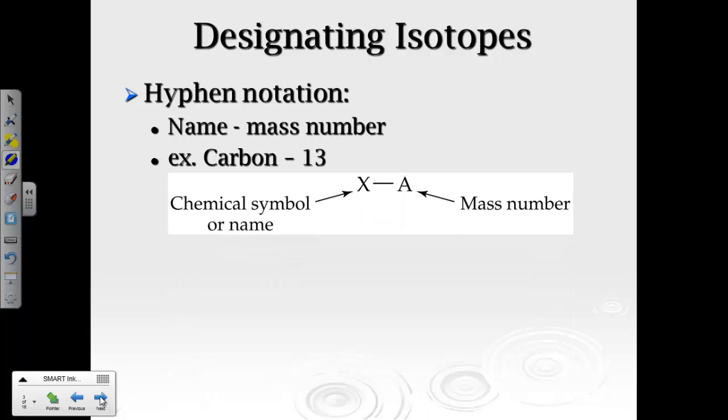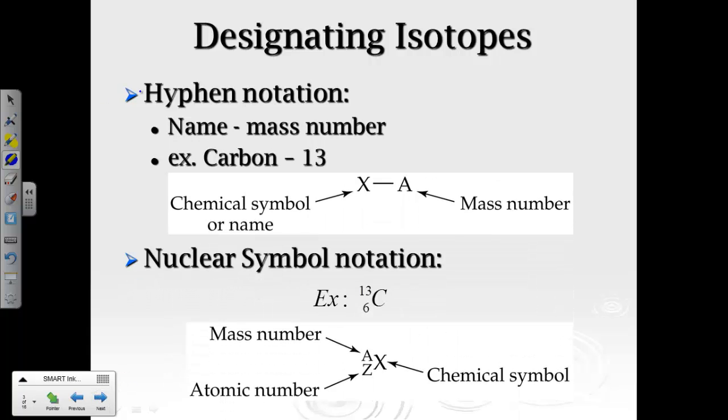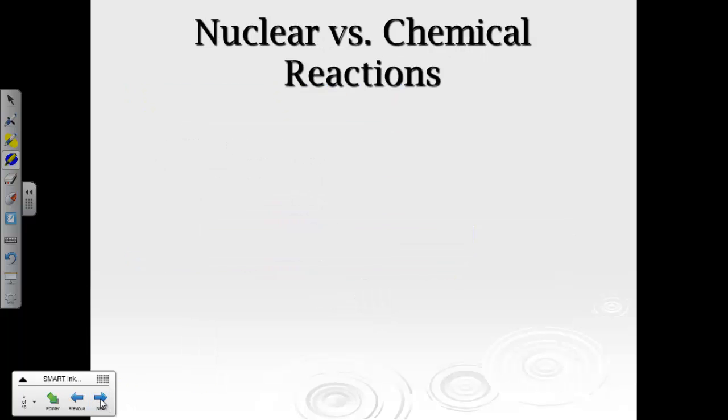Now, for designated isotopes, there's 2 forms, which we've already covered. The hyphen notation has the element name or symbol, a hyphen, and then the mass number, whereas the nuclear symbol is the mass number on top, the atomic number on the bottom, and then the chemical symbol. Again, all things we should be familiar with at this point.